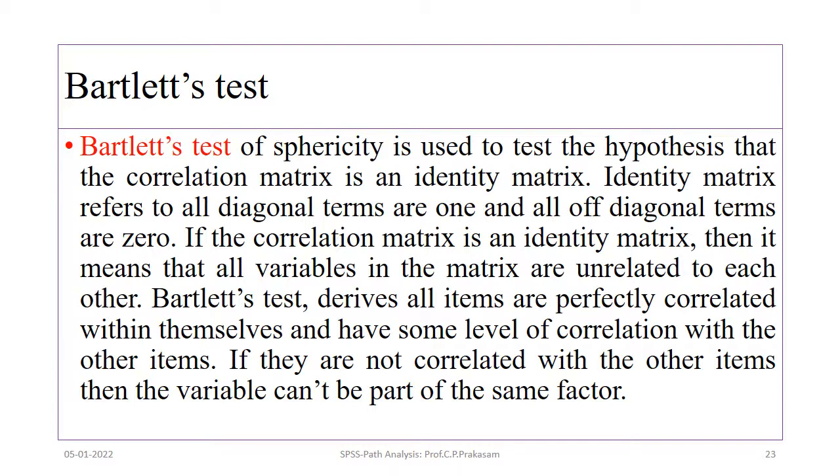If the correlation matrix is an identity matrix, that means all variables in the matrix are unrelated to each other. But Bartlett's test expects all items to be perfectly correlated with themselves, that is 1, 1, 1, the diagonal values, and to have some minimum level of correlation with the other items. If they are not correlated with the other items, then the variable cannot be put into the same factor. That is possible for grouping, and Bartlett's test will test that suitability.